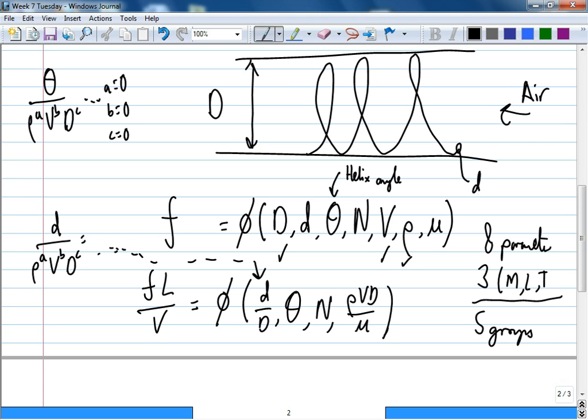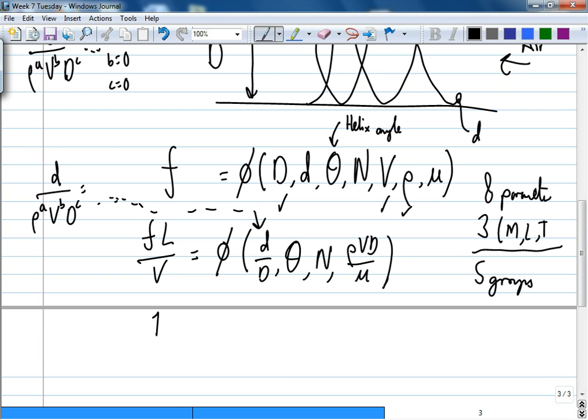And number of coils, what's the dimension? Dimensionless. So n is already there. And then the mu. Well, we've done that many times. Mu, group it together with rho, v and d, and you'll get the Reynolds number. So this is the Strouhal number, and this is the Reynolds number. The rest are just length ratios, theta and n.